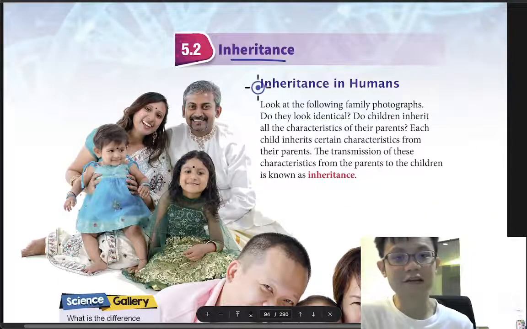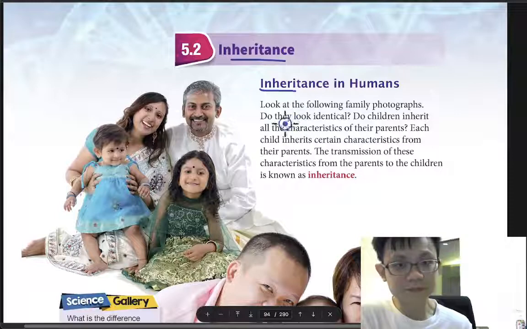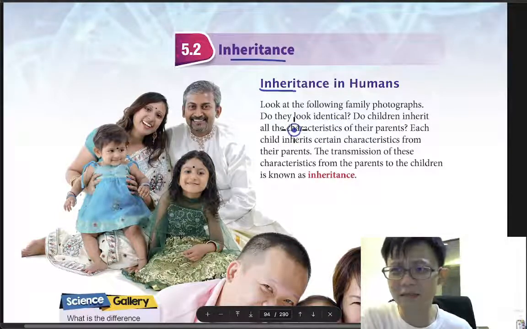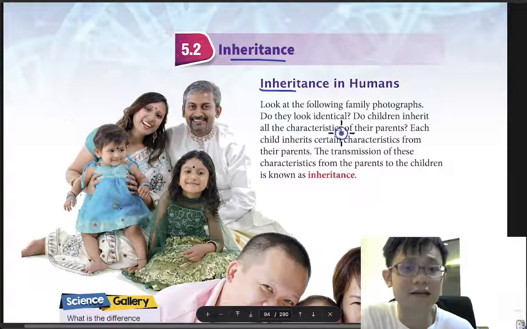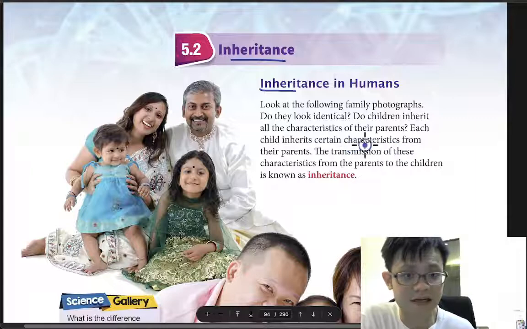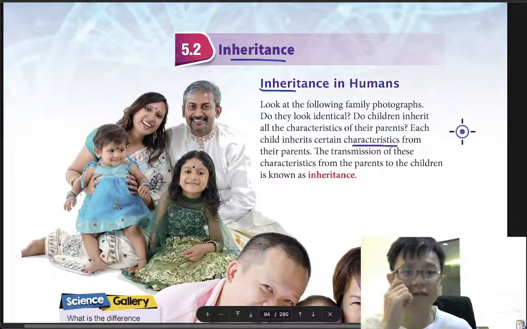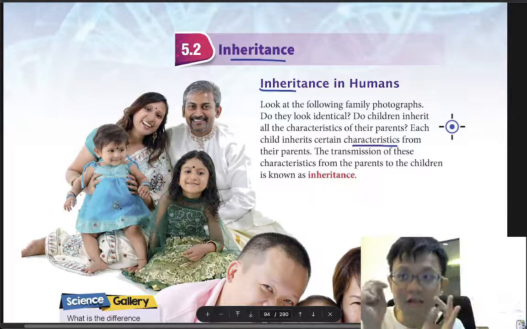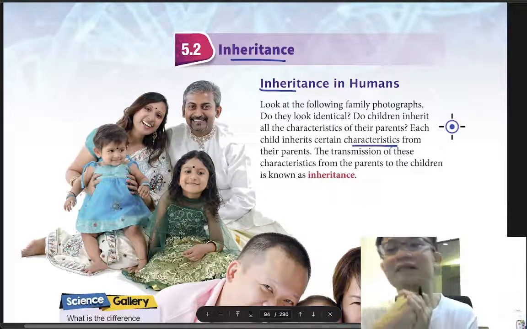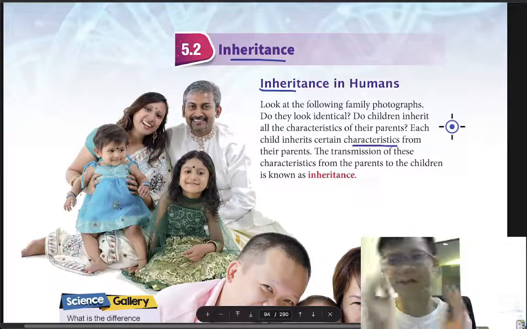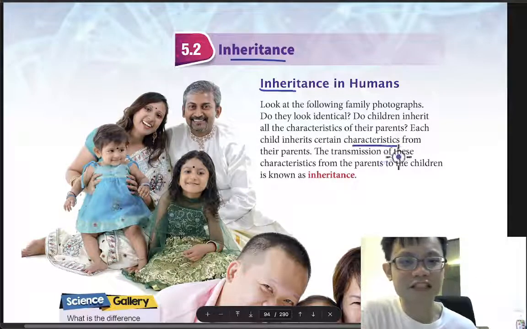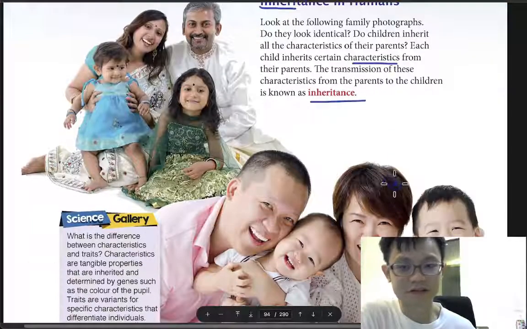So this is called inheritance. Do they look identical? Maybe, or a little bit. The children inherit the characteristics. Let's say the daddy is very big, usually the son is also very big. Let's say the mother is very small, tiny, and sometimes the daughter is also small. Maybe. So this transmission is known as inheritance.